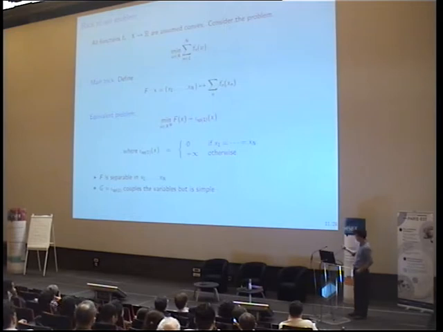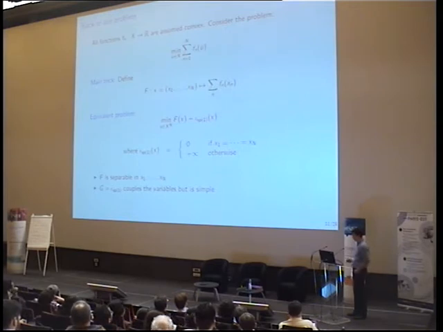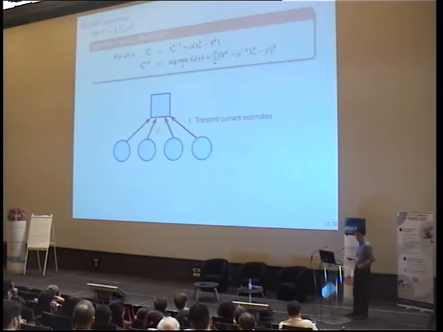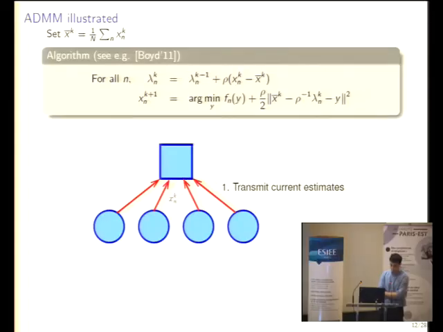So we have a sum of two functions. We can use ADMM to split this problem in half. This will be my function f. This will be my function g. If we do that, we will come up with a certain algorithm, which will actually be a parallel algorithm, and which works like this.